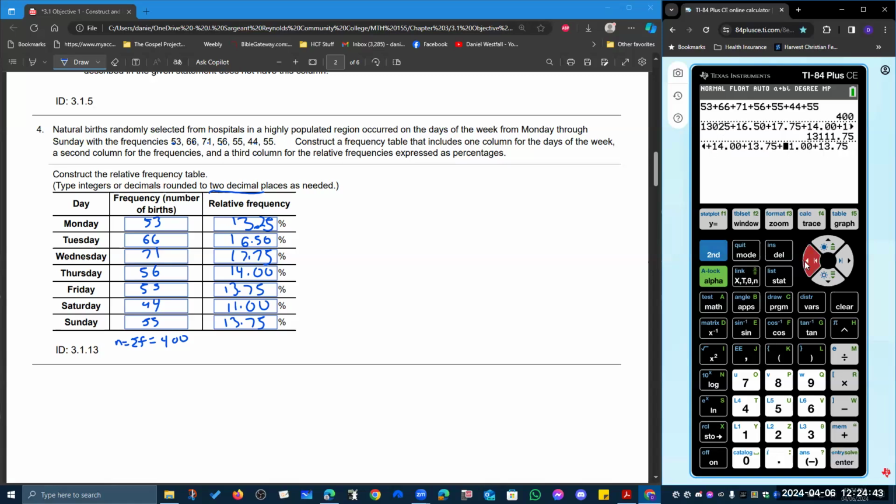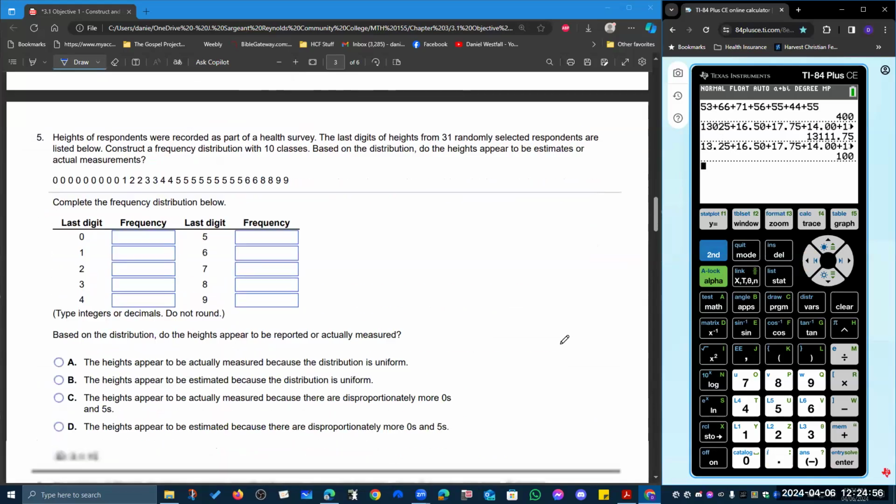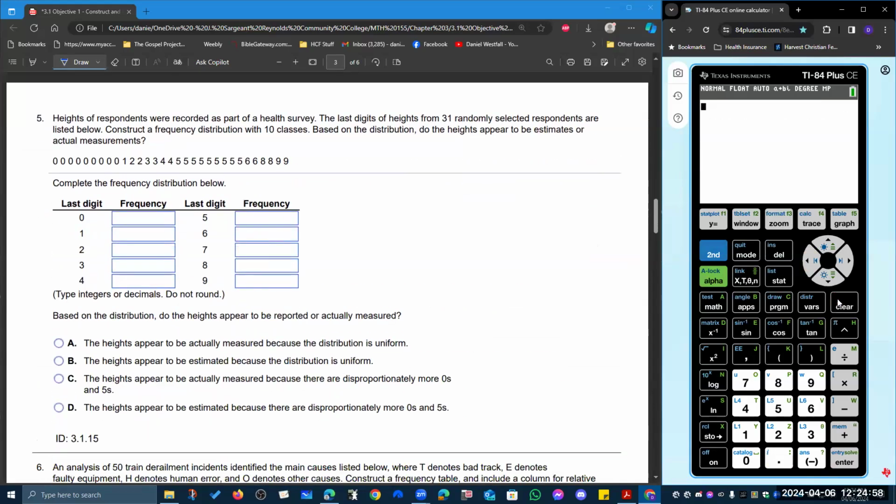Let's go back here. That's supposed to be a decimal point. So that should add up to 100%, and it does. So let's keep going. I think it's pretty safe to say we didn't make a mistake there.